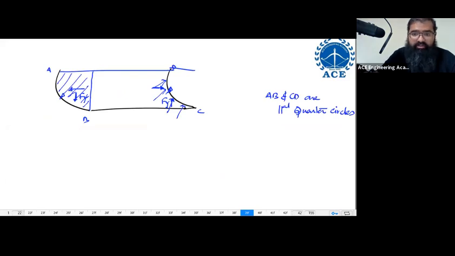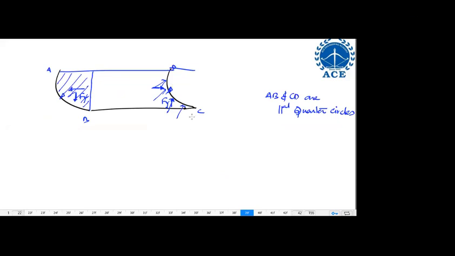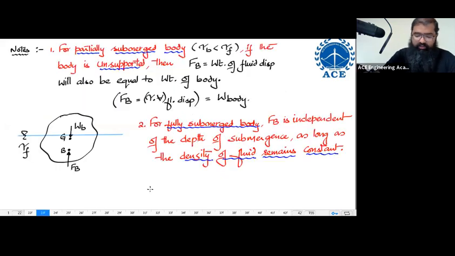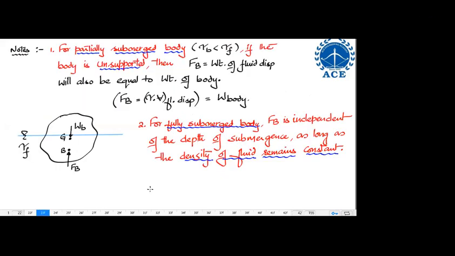I am speaking to Harish now. Mr. Harish, please unmute yourself. Good morning, sir. Yes, good morning. I have a doubt in 23rd page. Could you please go back? 23rd page. Yes, sir. So in second line of first point, FB equal to weight of fluid displaced will be also equal to weight of body, na sir.